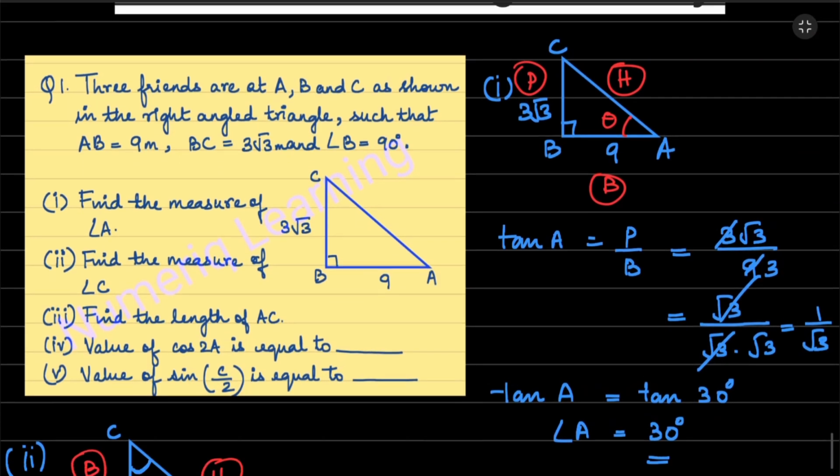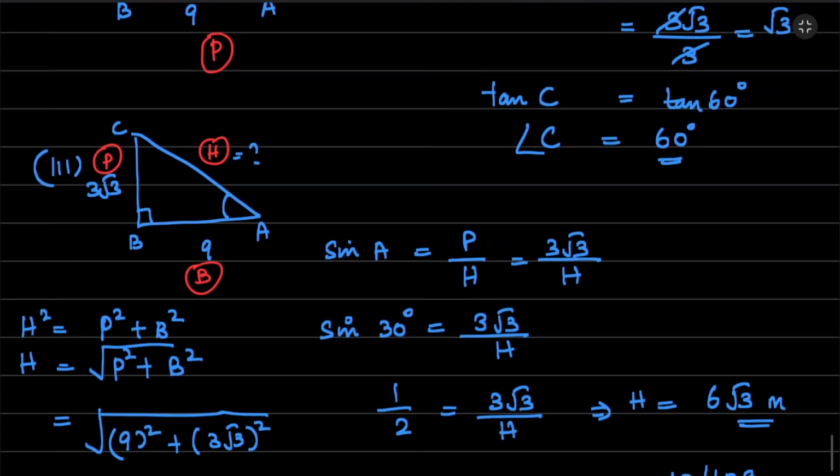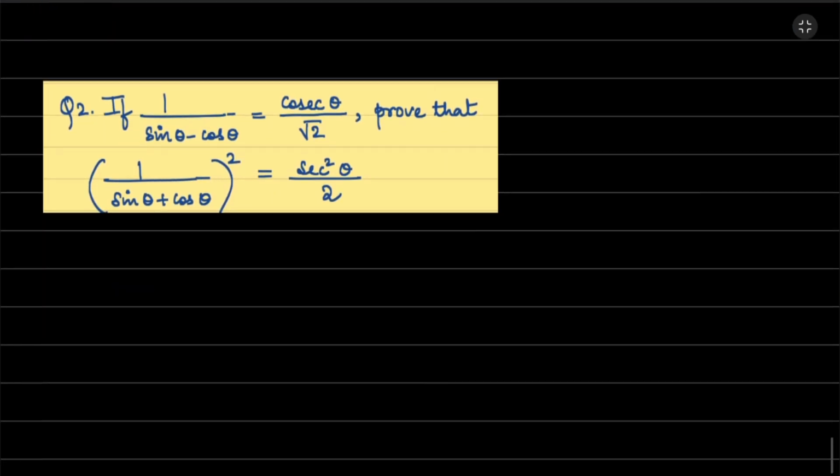It completely depends upon how good you are in identifying which trigonometric ratio to apply. Based on the sides that you know, you can use any trigonometric ratio. If you have P and B given, you can use tan. If you are given perpendicular and hypotenuse, you can use sine. If you are given base and hypotenuse, you can use cos. So these are the 3 primary trigonometric ratios to use. Right? Let's move on to the next question.